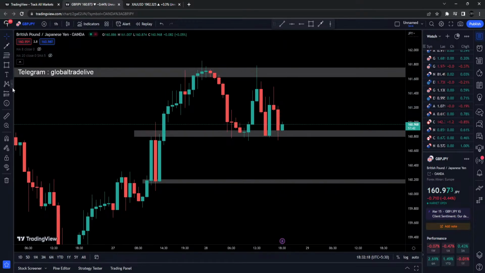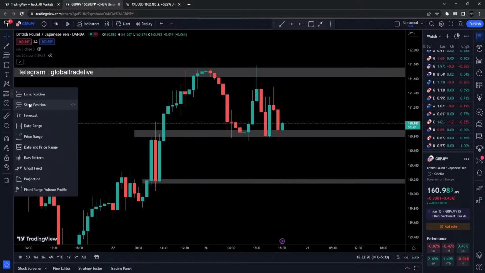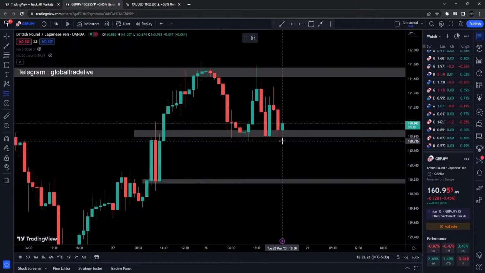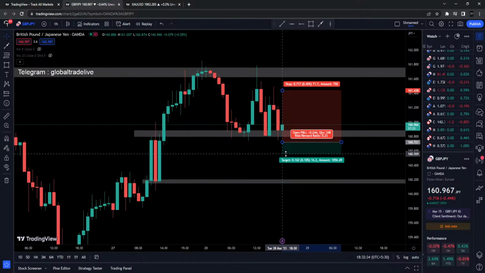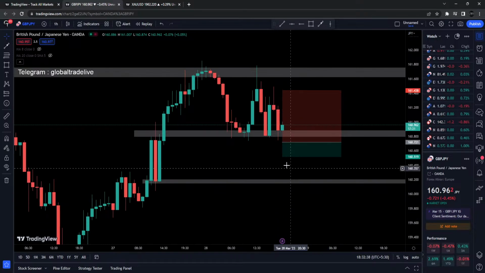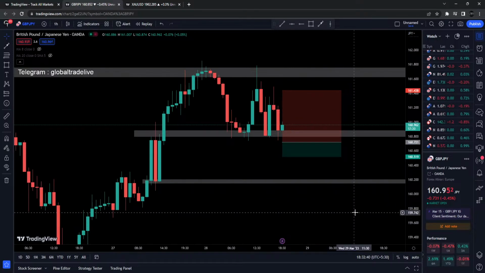So what I'm gonna do is I'm gonna just put a sell position in advance at this point. So this will be my selling price, 160.721, and my target area will be around 20 pips, 160.519.